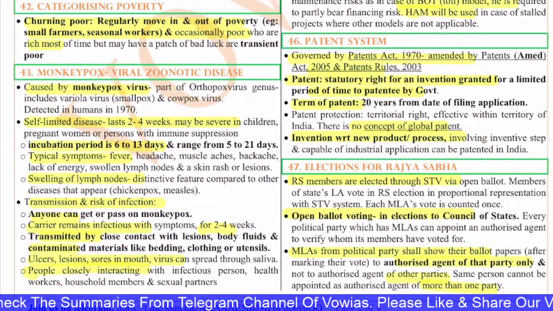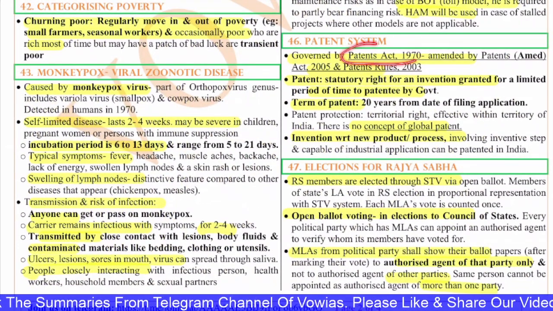Next, the patent system, 46th question. So the patent system is governed by the Patents Act 1970.